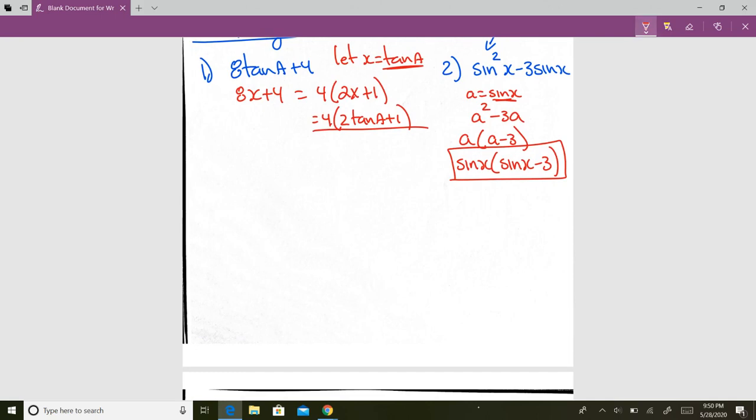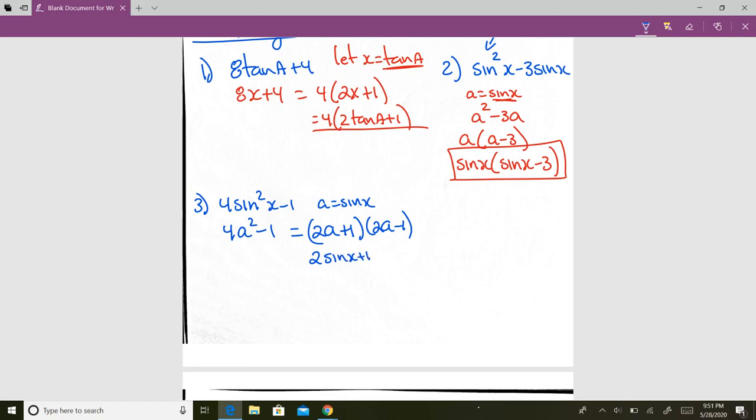So a third example is 4 sine squared x minus 1. Again, we'll get rid of the sine. We'll just call it a. So I get 4a squared minus 1. Now, some of you may remember, some of you may not. This is a difference of squares. Two terms separated by a minus sign, and you can square root both of them. So it turns into (2a plus 1)(2a minus 1). Put back in what a was, (2 sine x plus 1)(2 sine x minus 1).